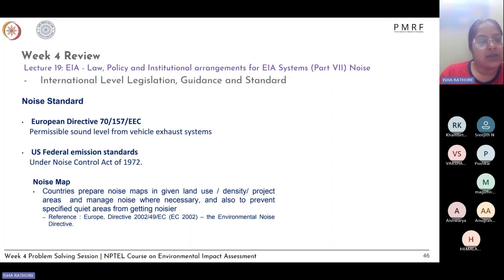The noise map is used by countries in Europe, and it's referenced in the European Directive. A noise map is basically when countries prepare noise maps relating to given land use or density of project areas and manage noise where necessary, also to prevent specified quiet areas from getting noisier. They have different noise requirements for different activities, land use planning, density, project areas, and categories. They have noise standards, limiting noise benchmarks, which are thresholds that cannot be crossed. If they are crossed, there are penalties and fines. So that's a noise map.